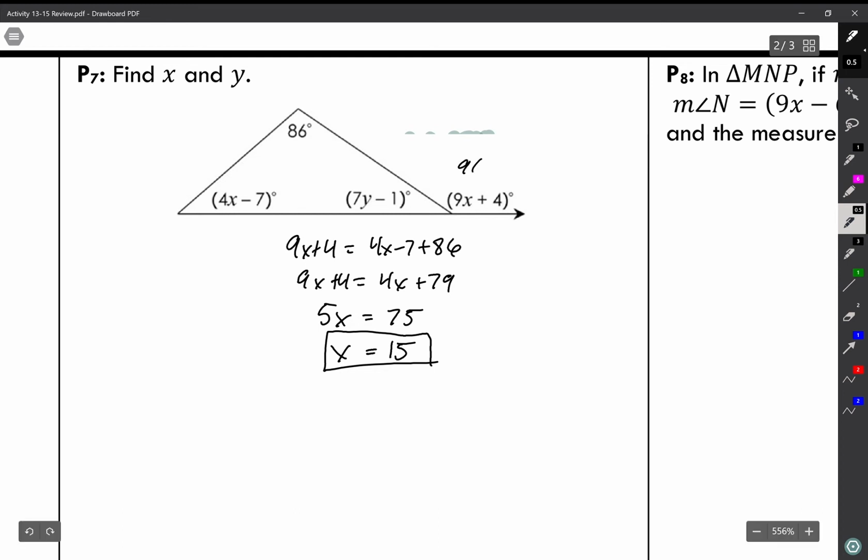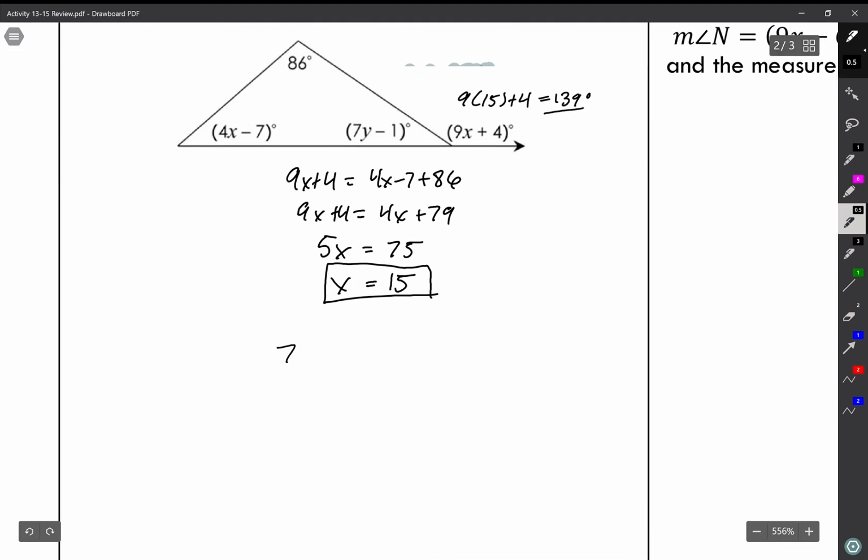So 9 times 15 plus 4 is equal to 139 degrees. Okay, so my equation for y will be 7y minus 1 plus 139 is equal to 180. Okay, so simplify. 7y plus 139 minus 1, so it's 138. That's equal to 180 still. Subtract that 138 from both sides. We get that 7y is equal to 42. So 42 divided by 7 is just 6. And we're finished.